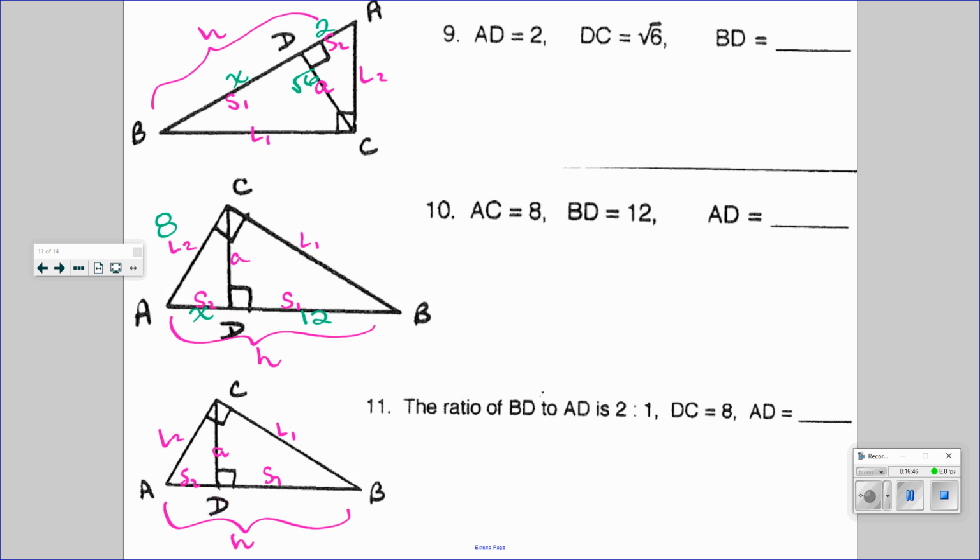Okay, let's look at the first one. I have it all labeled up here. What proportion should you use? Segment 1 and segment 2 with your altitude? Yep, okay. So that would mean root 6 is your mean because that's your altitude. And then you have 2 over x. Root 6 times root 6 is just 6. So that's 2x equals 6. So that means it's 3.